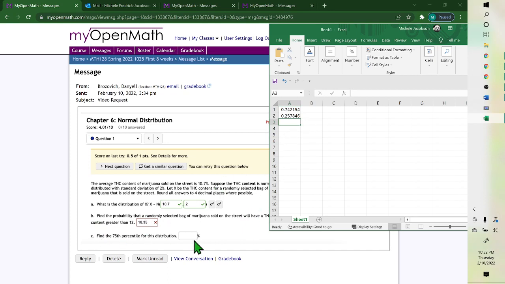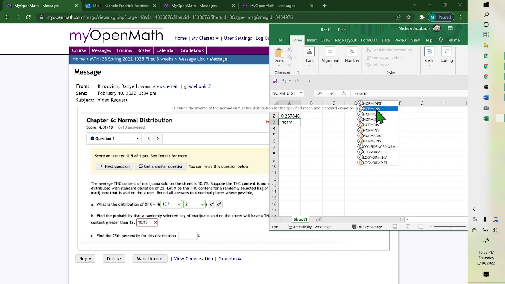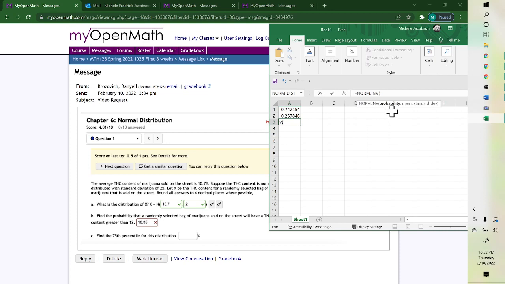The 75th percentile means 75% of the data is below it. And so this time we're given a percent and we're looking for the number. So that would be equals norm, and then we want the inverse. We put our probability as a decimal. 75th percentile, 75% is below it, so 0.75, comma, the mean, 10.7, comma, the standard deviation, which was 2. And hit enter, and there's your answer.